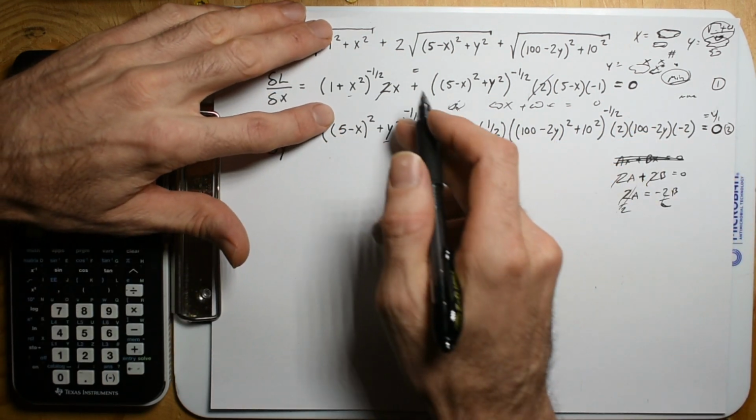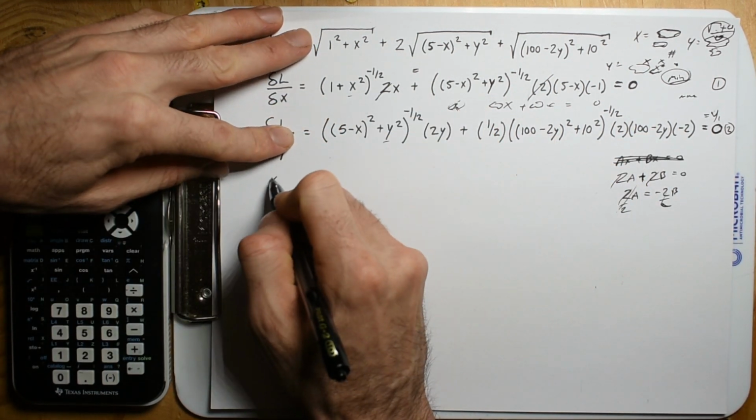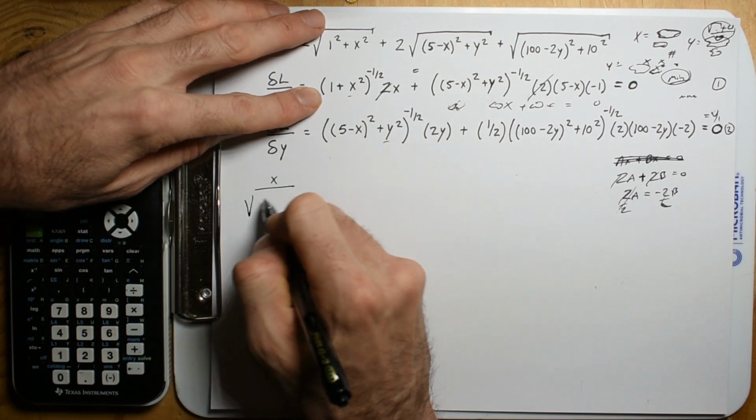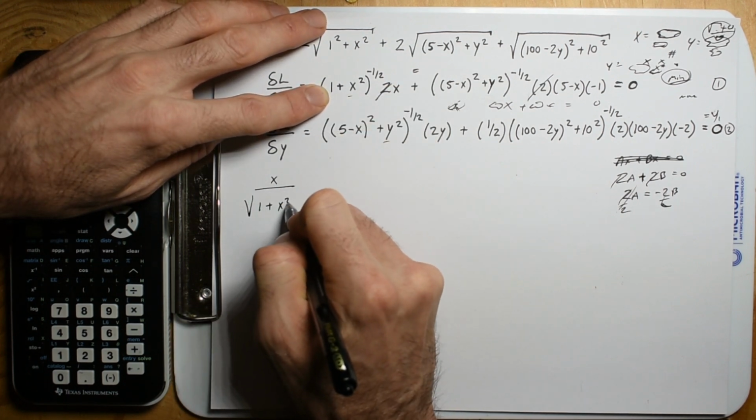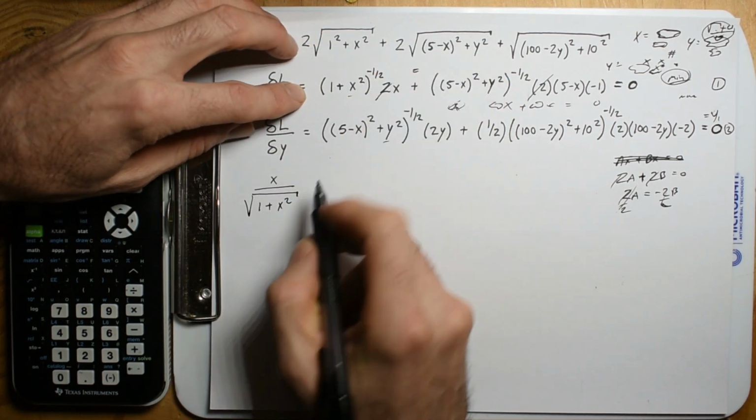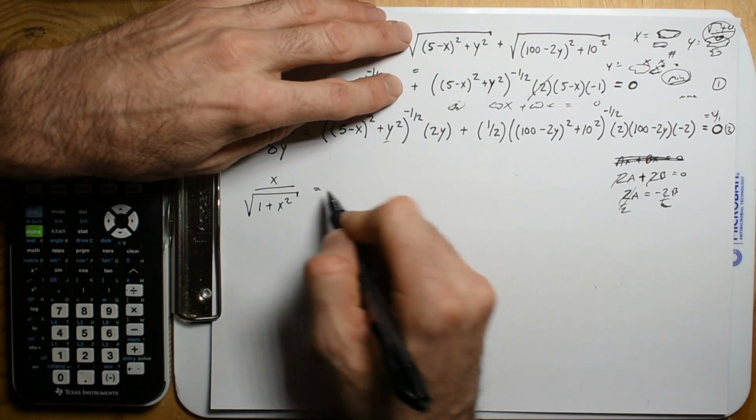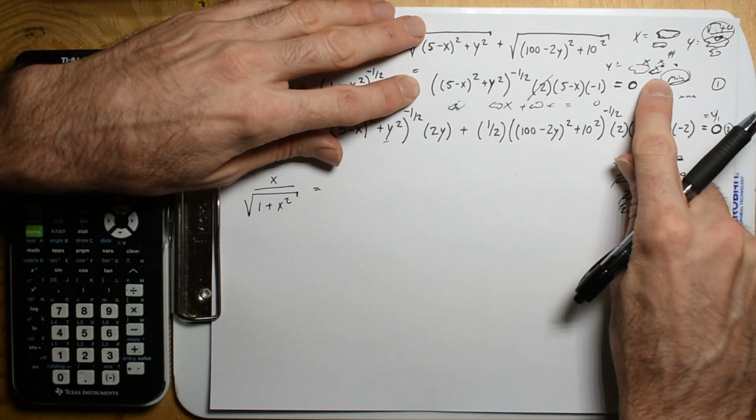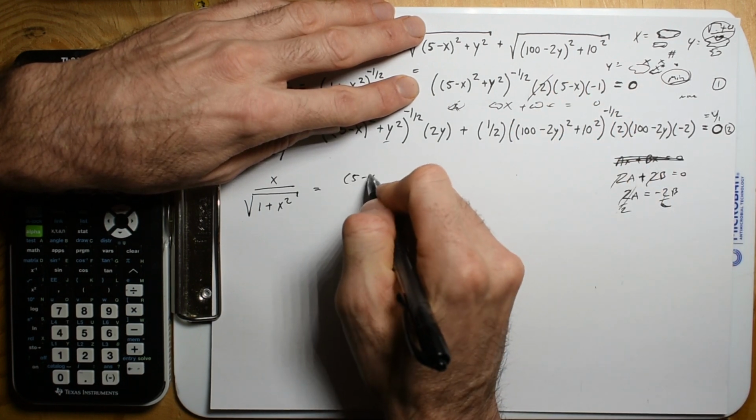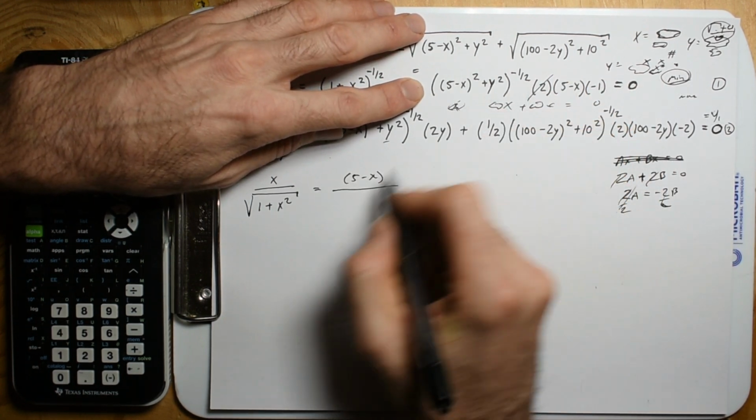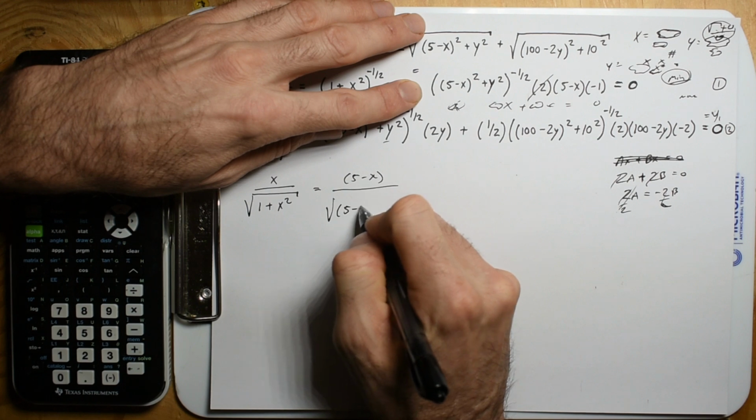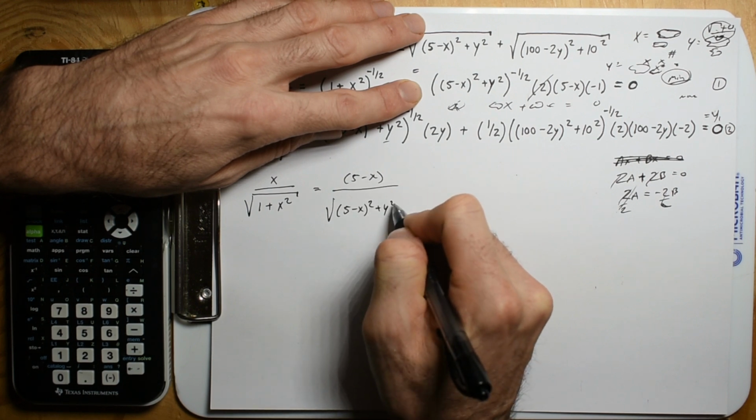But hell yeah. Okay, so now moving on, we're going to say that this is x divided by the square root of 1 plus x squared. I'm bringing back the square root sign just so it's visible. And I'm going to say this is equal. I got this to that side, and we have 5 minus x on top. On bottom, I have the square root of 5 minus x squared plus y squared.